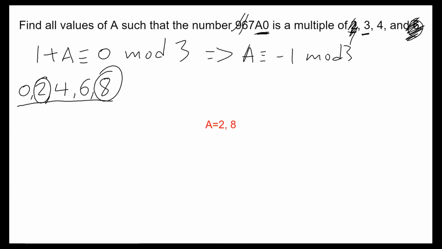Any questions on that? We include 8 because 8 is actually -1 mod 3. Because 1 more than 8 is 9, and 9 is a multiple of 3. And if you plug 8 back into our original number, then you find that 96780 is a multiple of both 3 and 4.